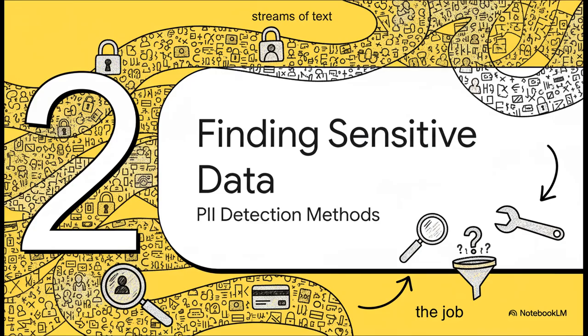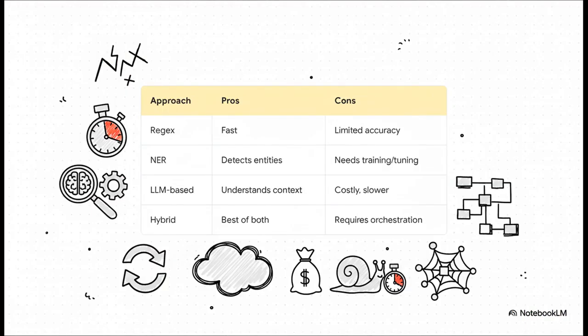With those principles in our back pocket, let's get practical. How do you actually find the sensitive data that's hiding in that flood of text your app is processing? This section is all about the tools of the trade, the different ways you can detect PII. So you've basically got four main tools in your toolkit, and each one comes with its own trade-offs.